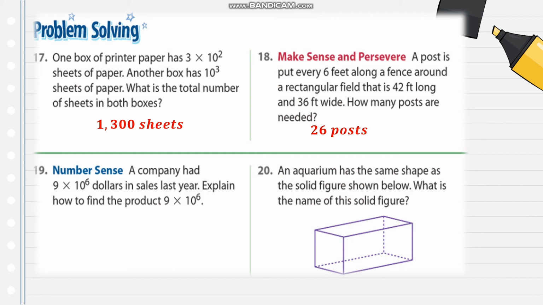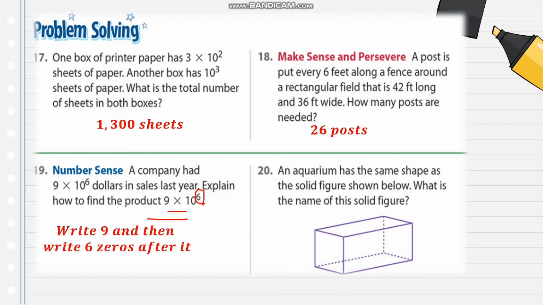Next, a company had 9 multiplied by 10 to the 6th power dollars in sales last year. Explain how to find the product 9 multiplied by 10 to the 6th power. As you can see, the exponent is 6, so we simply add 6 zeros to 9. So write 9 and then write 6 zeros after it.